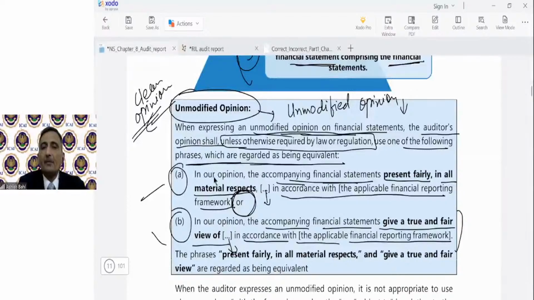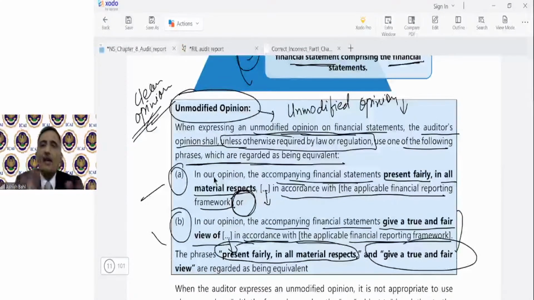So the phrases are 'present fairly in all material respects' and 'give a true and fair view.' These are considered equivalent. These convey the same meaning. So there is no difference between these two phrases. Either of these two can be used. Both of these are correct.